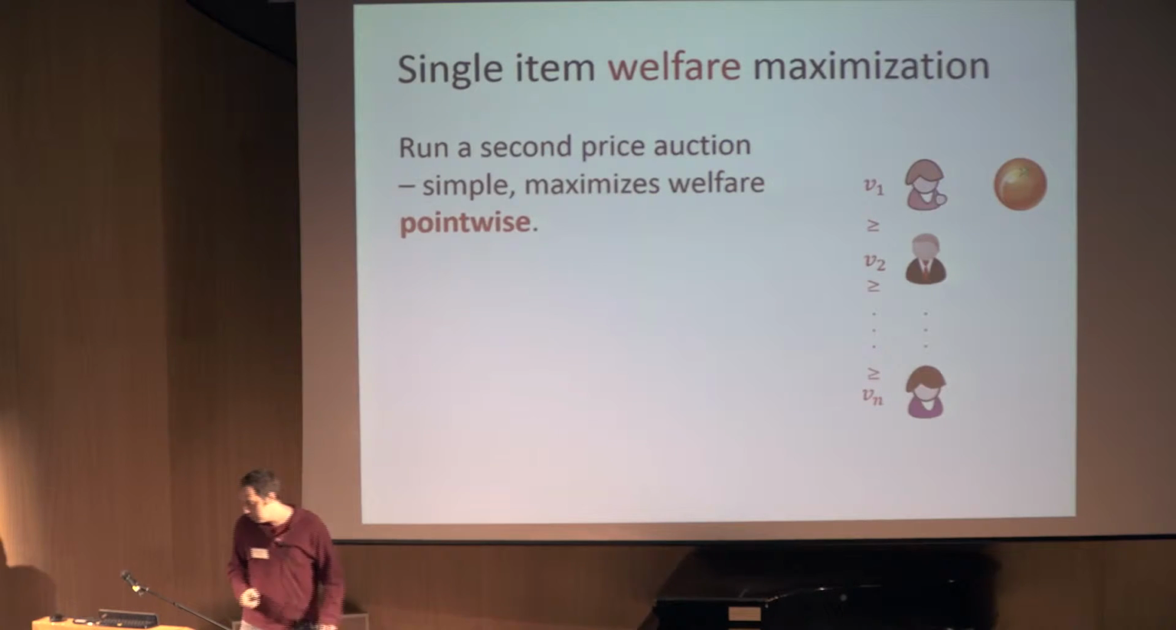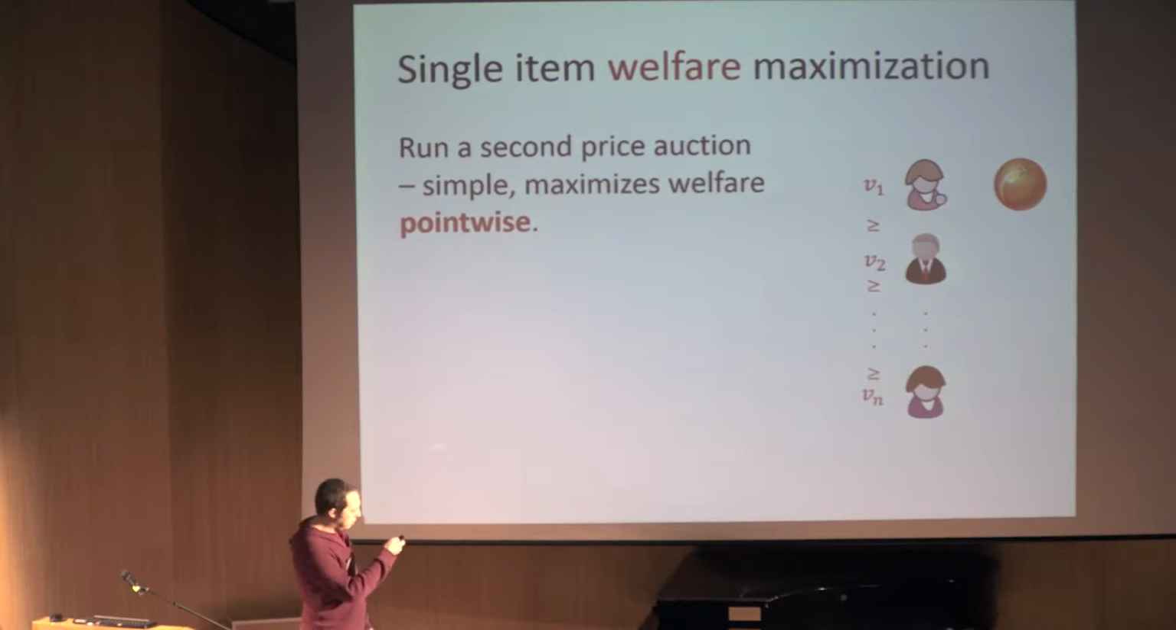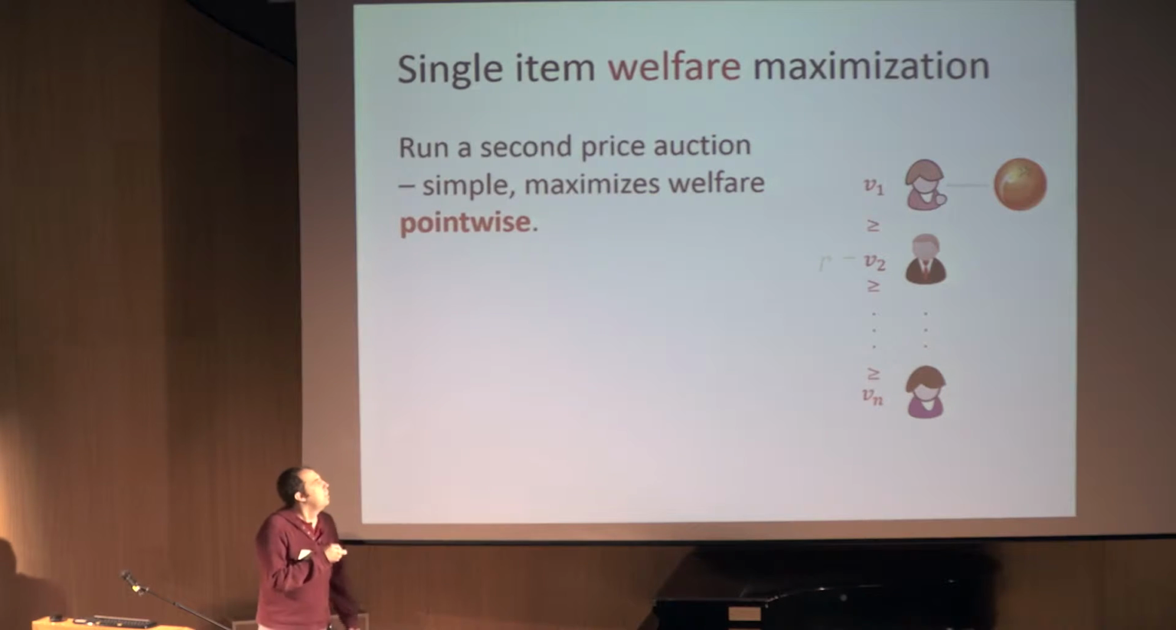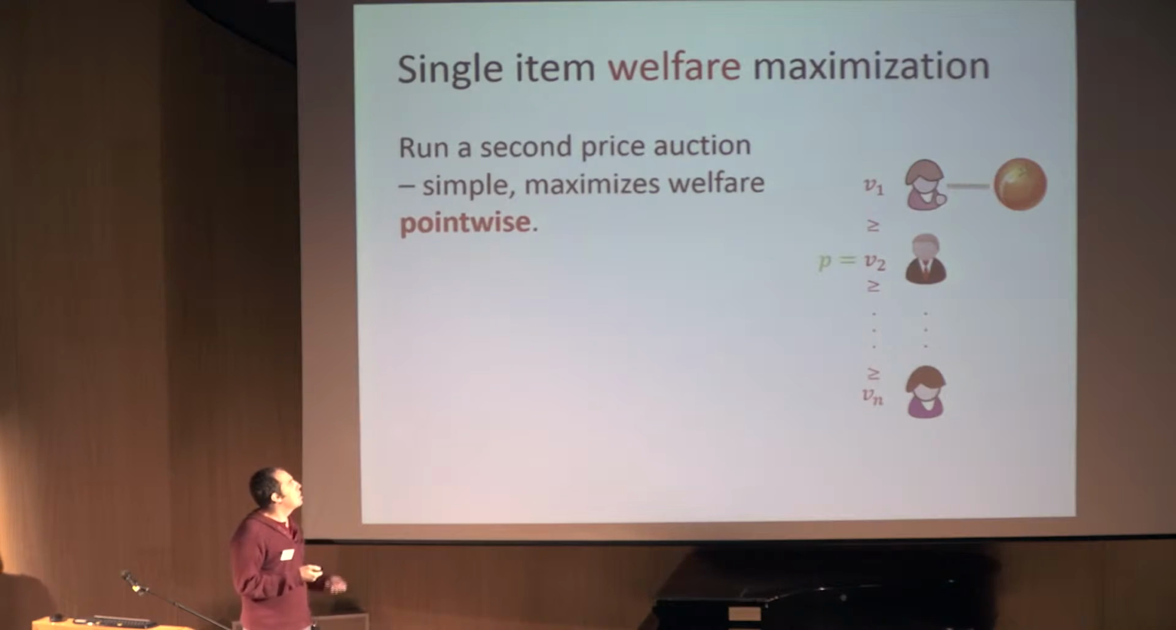Okay, so let's start with welfare maximization. This is standard, we all know this. We want to maximize welfare. We have one item for sale. So we just sort the bidders by value and allocate the item to the one who values it the most, and it pays the second highest price. And it maximizes the welfare for every input. We don't need any assumptions.